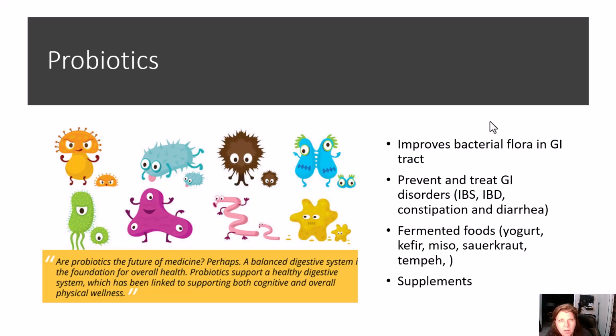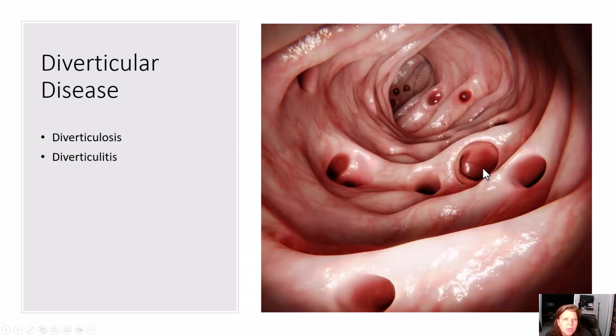You can also find probiotics naturally in foods. These are fermented foods such as kefir, miso, sauerkraut, tempeh, and yogurt with active live cultures. And then, of course, we have the supplements that you find in the pharmaceutical aisles.